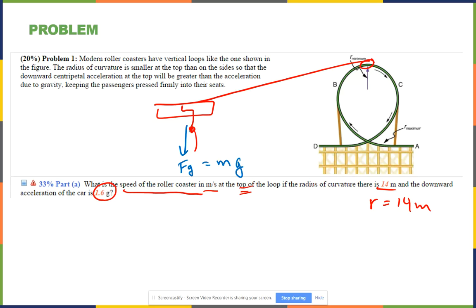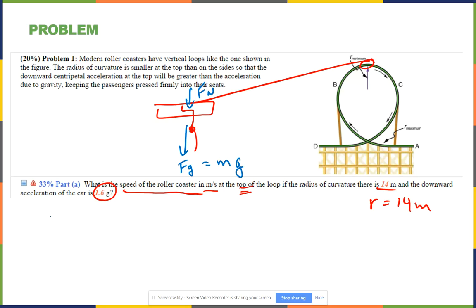Let's try it right now. What's pushing up on you right now? The force normal, in this case from your chair. When you're in that roller coaster cart, you're upside down. Your chair is putting a force normal on you that's pushing you down. Those are the forces acting on you in the vertical direction. We're going to pretend right now there's no horizontal force.